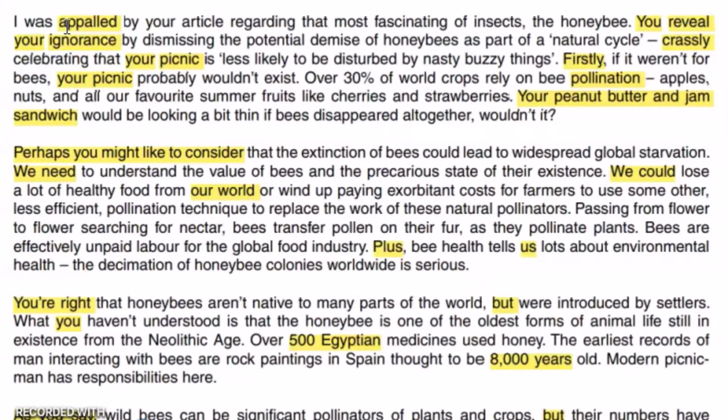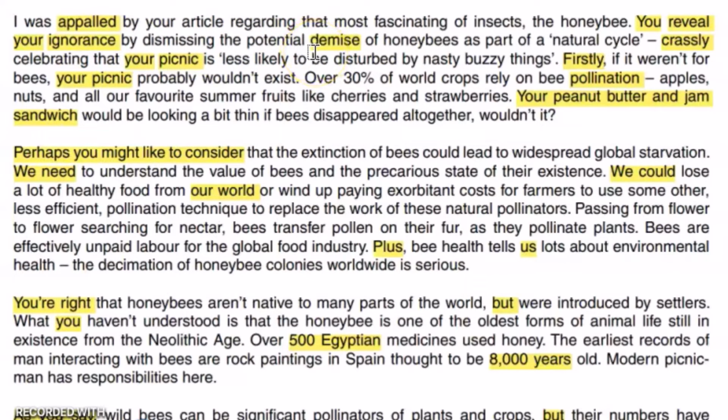Otherwise, you could have used the words I was surprised or I was shocked. But this word is mostly used in formal text. I was appalled by your article regarding that most fascinating of insects, the honeybee. You reveal your ignorance. Look at the level of formality here. If you were writing a letter to your friend, you could have said, you show your ignorance. But here, you do not know that person. That's why you have to be formal. So you're writing, you reveal. You reveal your ignorance by dismissing the potential demise of honeybees.